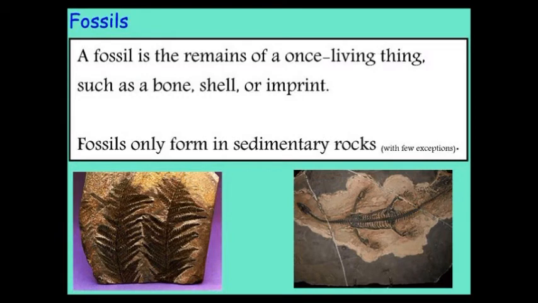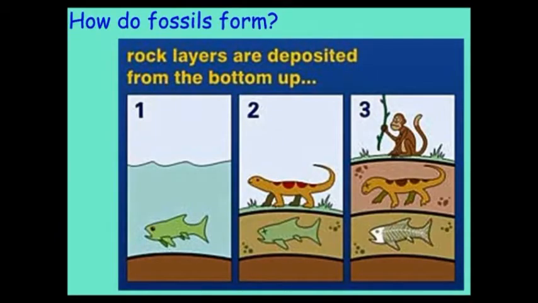So, how do fossils form? Well, first rock layers are deposited from the bottom up. We see here that we have a fish in the water. The fish dies and sediment is covered over it. The bones of that fish may be preserved in that sediment either as an imprint or they're actually changing into rock. Then above that, maybe a dinosaur might have died and its bones are preserved.